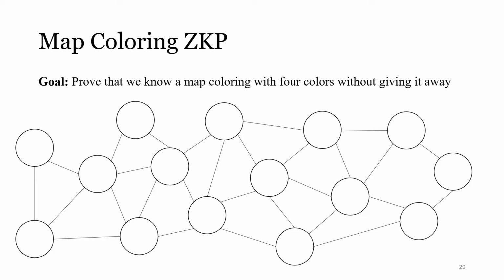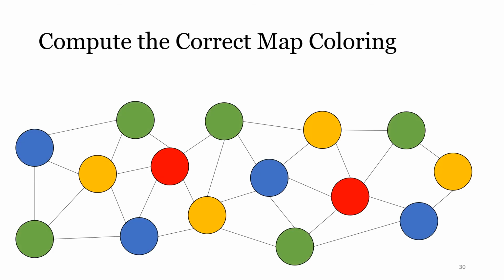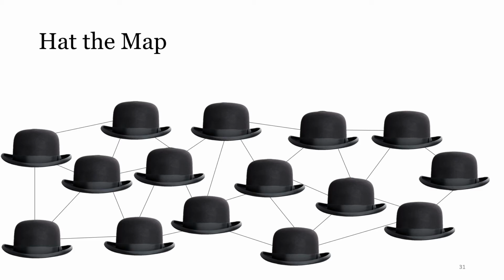And that creates a zero knowledge proof. Our goal as provers is to prove that we know the proper map coloring with 4 colors without giving away that coloring. So the first step is to actually have the proper map coloring with 4 colors. And here's one possibility. Next, we dip into my vast collection of bowler hats and we hat the map, covering each and every node with another bowler hat.